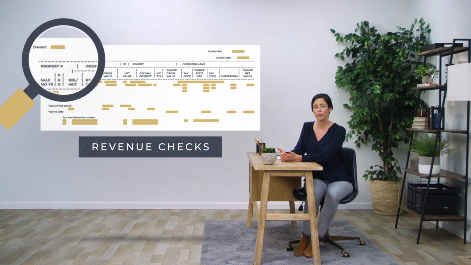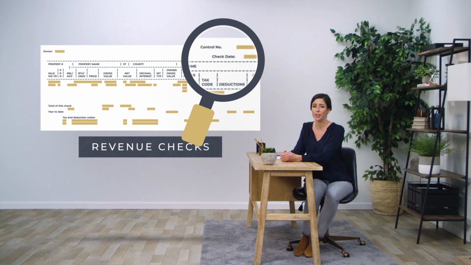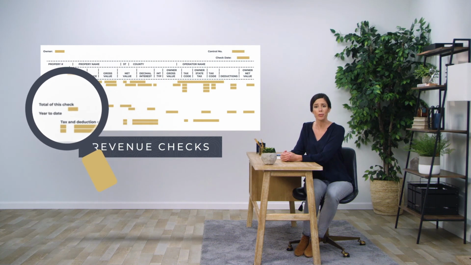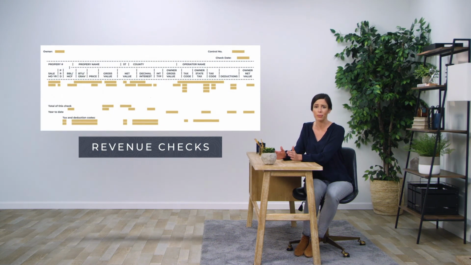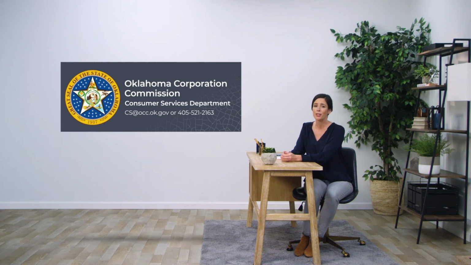Take some time to look over these revenue checks and familiarize yourself with the information. If problems arise or you have any concerns about how your interest is being handled, you can always contact the Oklahoma Corporation Commission. Good oil and gas management is the key to making sure your venture into oil and gas development is a successful one. By properly managing your mineral interest, you'll have the advantage of knowledge and experience on your side.